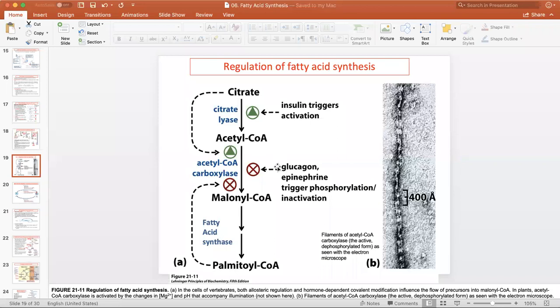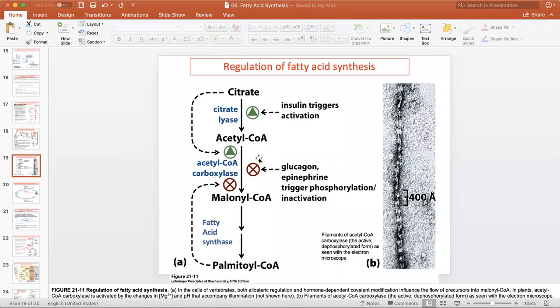Not only glucagon, but glucagon has other partners. So glucagon has epinephrine, it has growth hormone, they are working together. Whereas insulin is the lone wolf, insulin works alone. So I hope the regulation is good now.